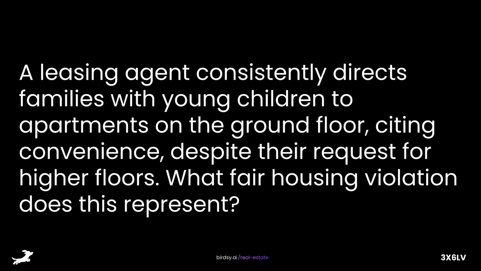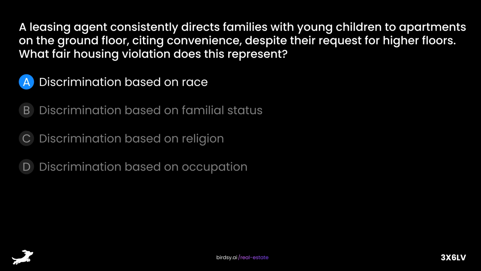A leasing agent consistently directs families with young children to apartments on the ground floor, citing convenience, despite their request for higher floors. What fair housing violation does this represent? Is it A, discrimination based on race, B, discrimination based on familial status, C, discrimination based on religion, or D, discrimination based on occupation? The answer is B, discrimination based on familial status.